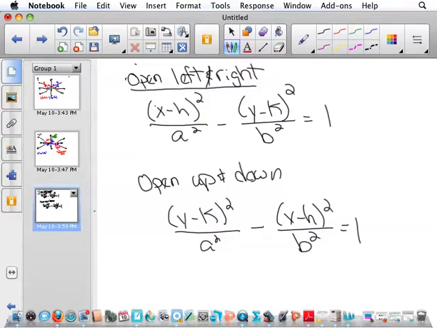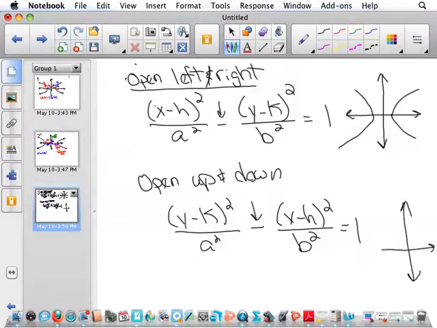Okay, so what changes is the operation becomes subtraction, and what dictates the orientation is which variable is being subtracted. Is it the x minus h squared or the y minus k squared? So again, if it's opening left and right, it's the minus y minus k quantity squared. If it's up and down, the negative is on the x. So I'm looking at this situation.